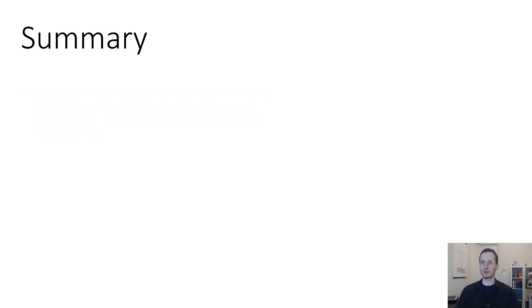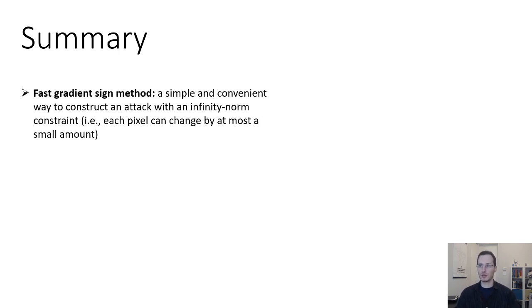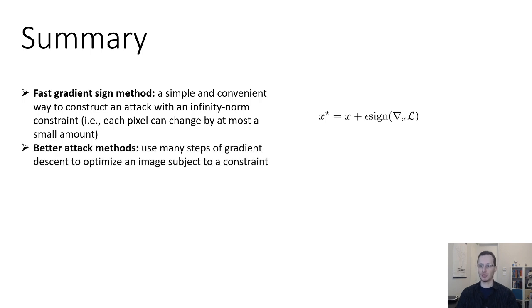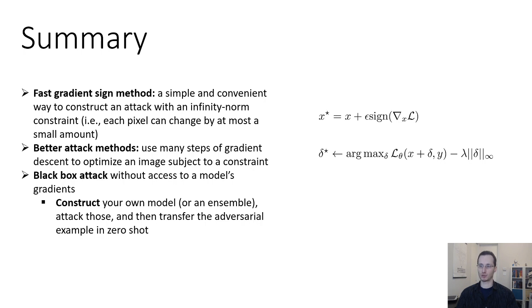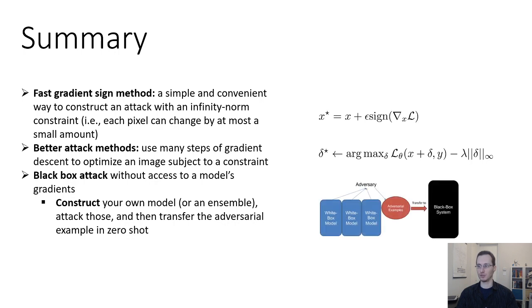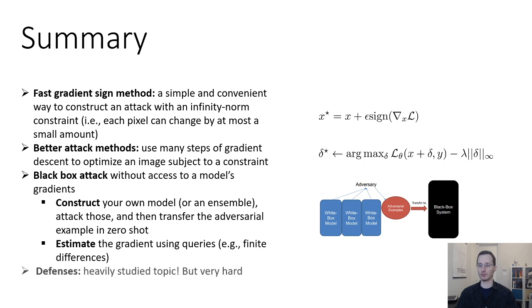All right, so to summarize what we covered, we talked about the fast gradient sign method, which is a simple and convenient way to construct an attack with an infinity norm constraint, where each pixel can change by at most a small amount. We described how there are better attacks that use many steps of gradient descent to optimize an image subject to a constraint or subject to a penalty. We talked about black box attacks that can be performed without access to a model's gradients, for example by constructing your own model or an ensemble and attacking that, and then transferring the adversarial examples in zero-shot to the target model, or by estimating the gradient, for example, using finite differences. And we also briefly talked about the defenses, like adversarial training. This is a very heavily studied topic in the literature, but it's very hard in general to build a defense that can defeat any attack.